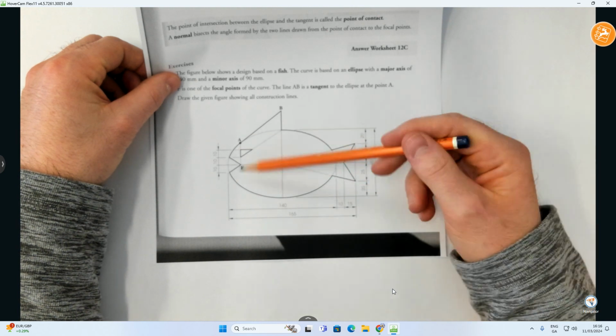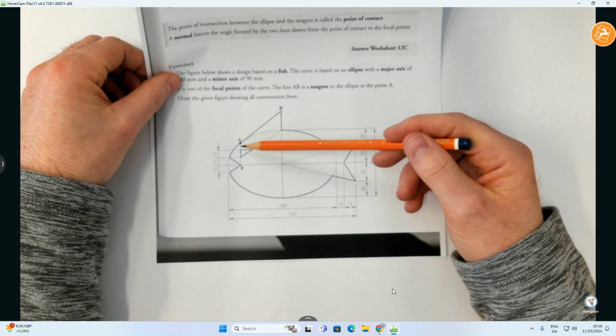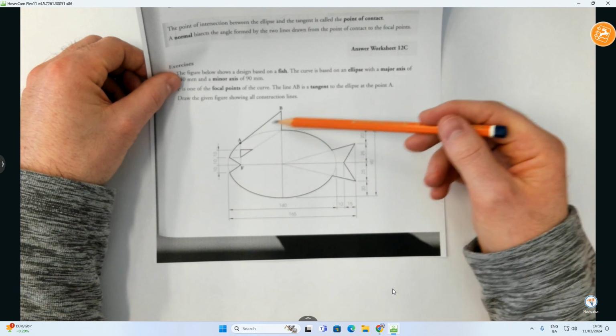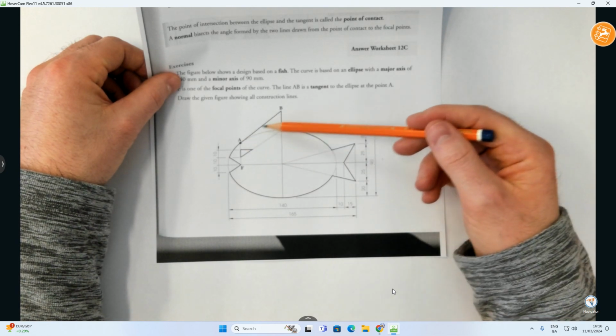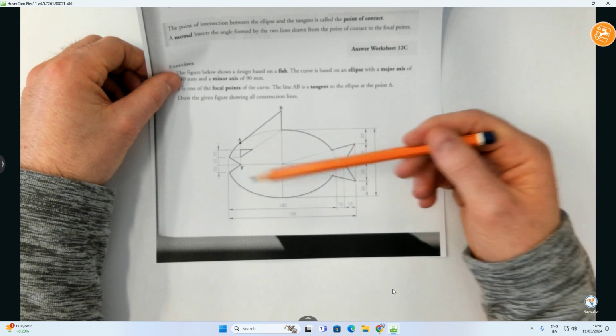So in this question we're going to be constructing this kind of elliptical logo based on a fish design. And primarily we're going to be focused on completing a tangent, which is the line AB, which is the principle that we're going to be learning. At this point you would have already learned the concentric circle method of how to draw an ellipse.